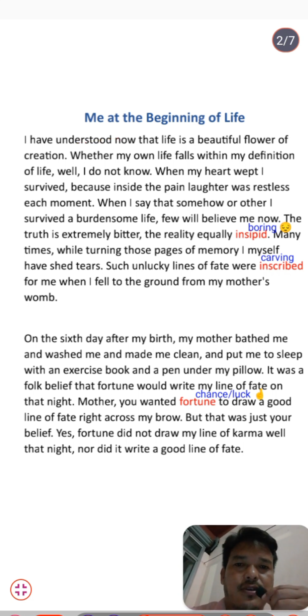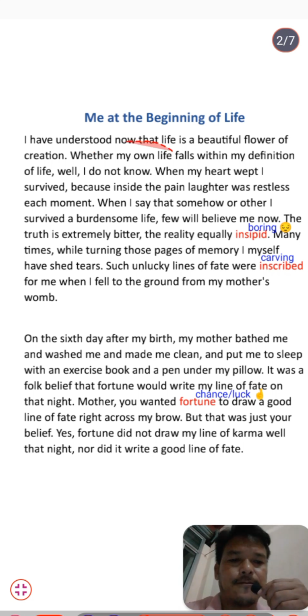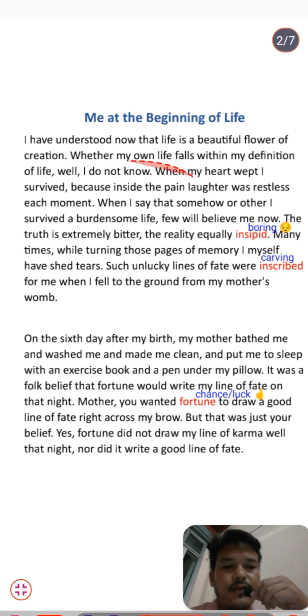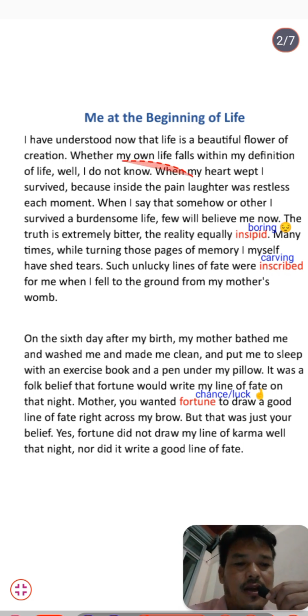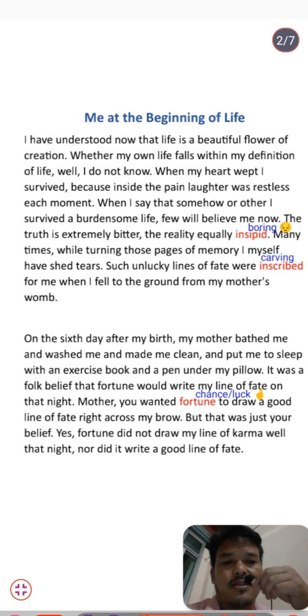I have understood now that life is a beautiful flower of creation. In the first line, students, the writer says that I have seen and felt now that life is a delightful blossom, a bloom of creation created by God. Whether my own life falls within my definition of life, well, I don't know. Whether my own life comes under my meaning of life, all things considered, I don't know, and I don't have a positive idea about real life.